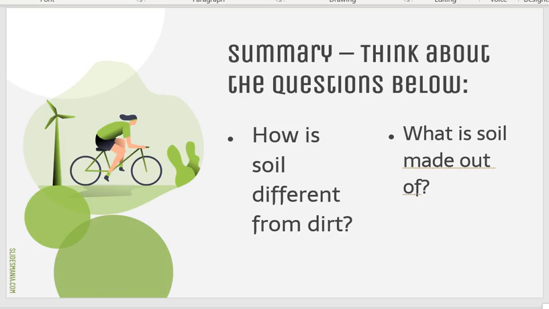So let's summarize. Let's think about what we've learned by looking at the questions below. First of all, can you explain how soil is different from dirt? And can you explain what soil is made out of? I'll give you a hint. It's made out of four main parts. Do you have it? Let's see if your answers are right.